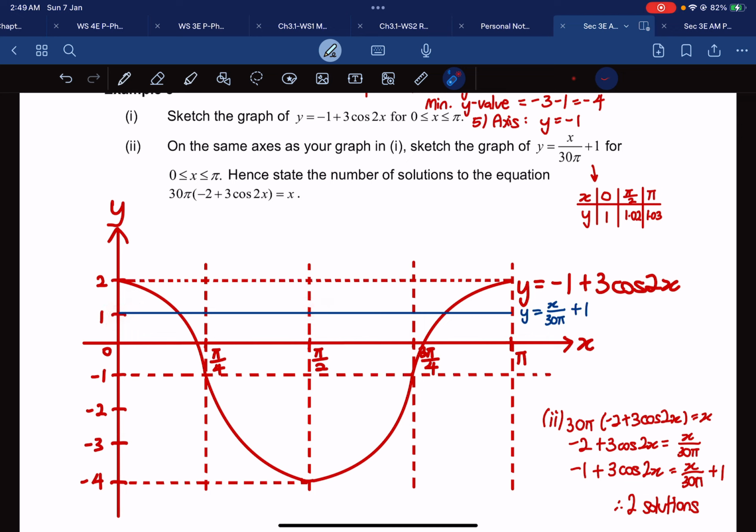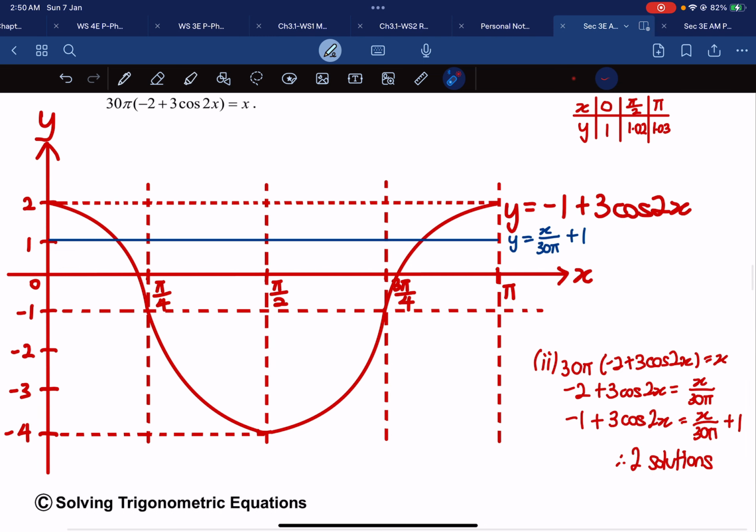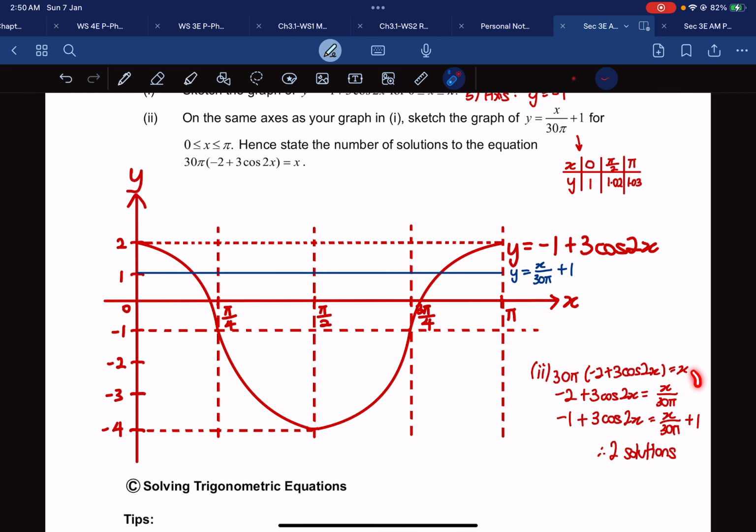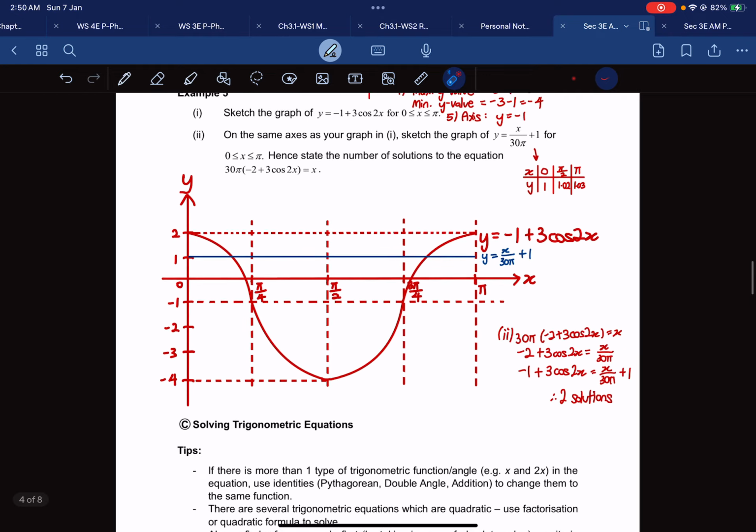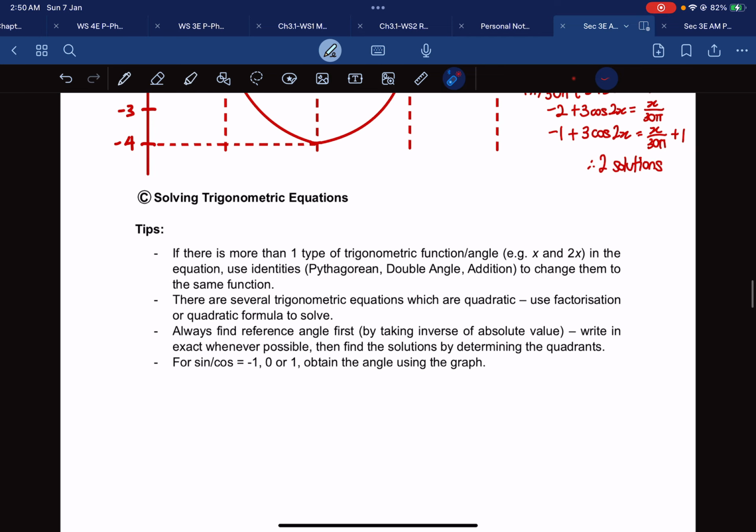Okay. Then the last part, when I want to state the number of solutions to the equation, given this here, I must first manipulate this in order to get this equation and this equation very clearly. So you can see what I did is that I divide both sides by 30 pi. Then after that, I add 1 to both sides, and I'll get this equation, which is the equation of the trigo curve that we drew, and this is the equation of the straight line. Only from here, then I can conclude that there are 2 solutions based on 2 intersection points between the line and the curve.